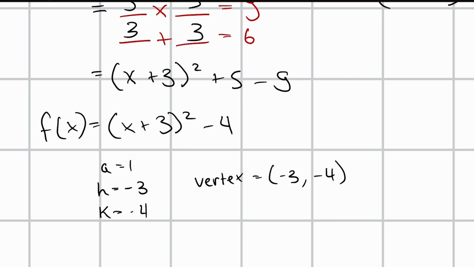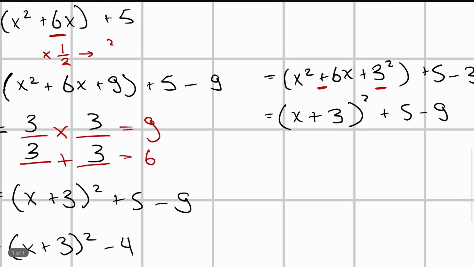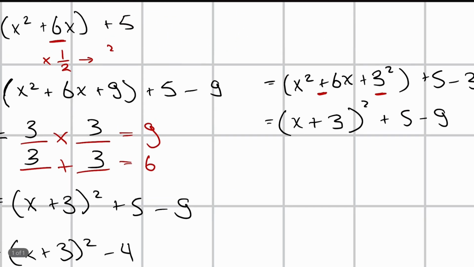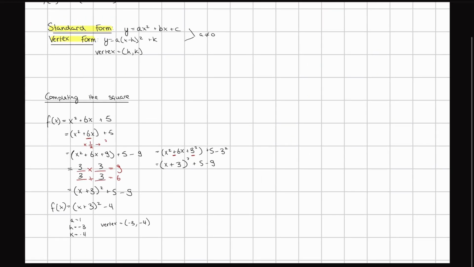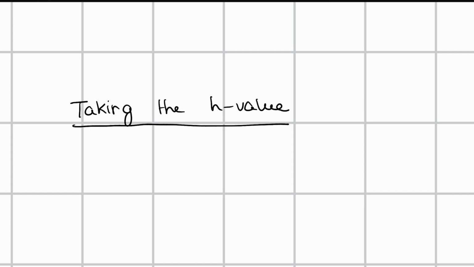All right, so that's one way to do it, completing the squares. I showed you both methods to go about it over here. And now I'm going to show you another way you can do it. So completing the squares, we're going to go over here, and I'm just going to call this taking the h value. I don't know if this is the actual name of the method, but this is just a way you can go about it, which will be another method.